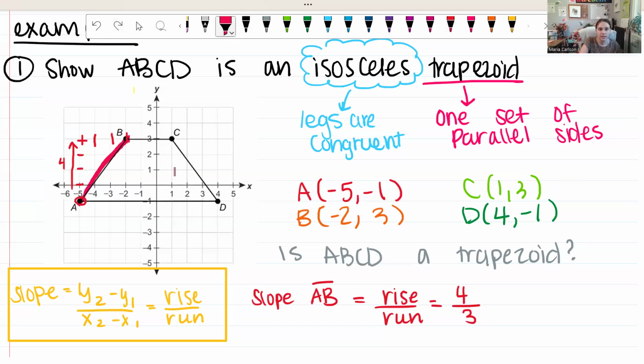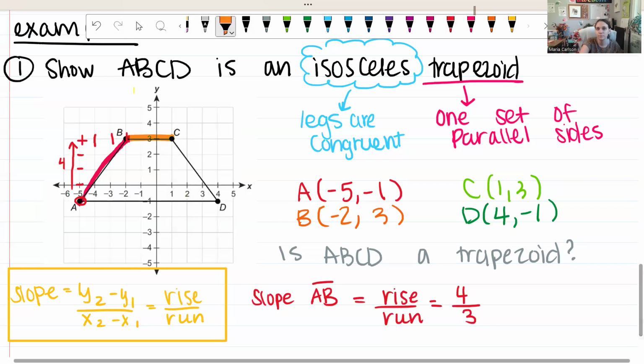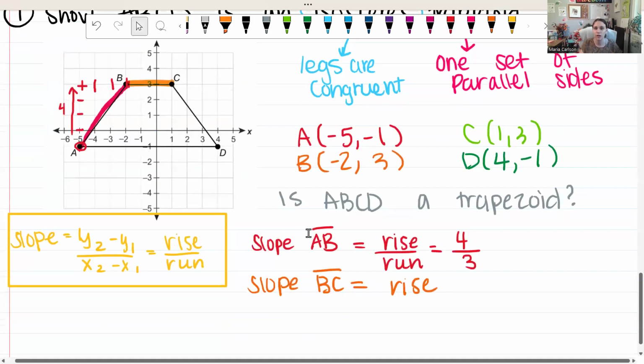Now let's find our next side, BC. And this is a flat line. I hope you remember what the slope of a flat line is. Counting your rise over your run, or even using your slope formula, we will not have any rise, right? I don't have to go up or down at all to get from B to C. So this has a rise of 0 and a run of 1, 2, 3. And that simplifies, of course, to just 0.